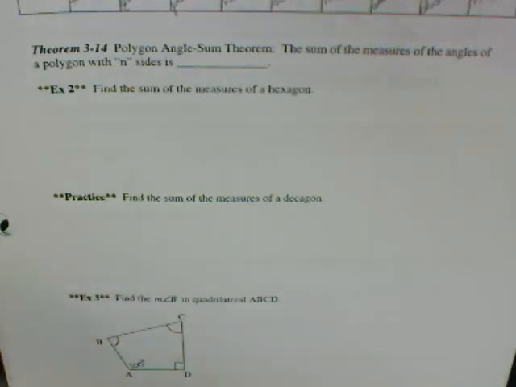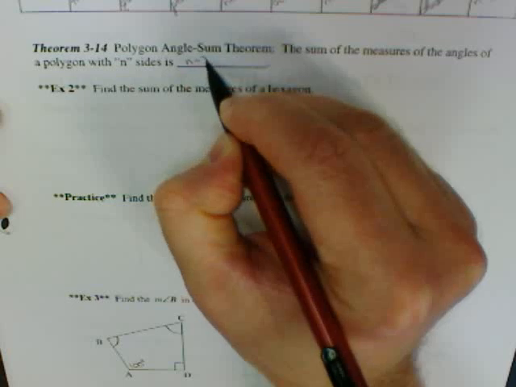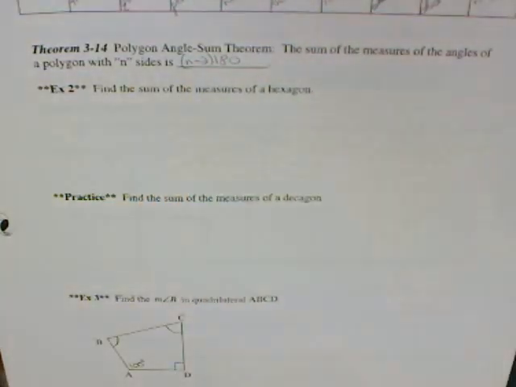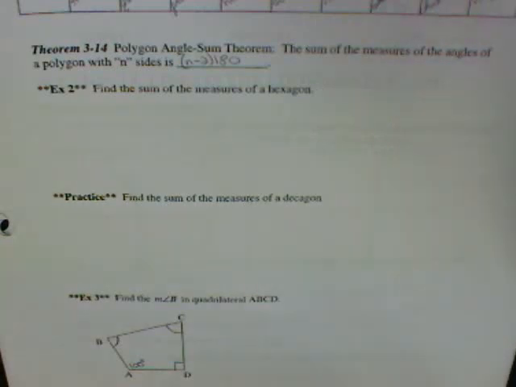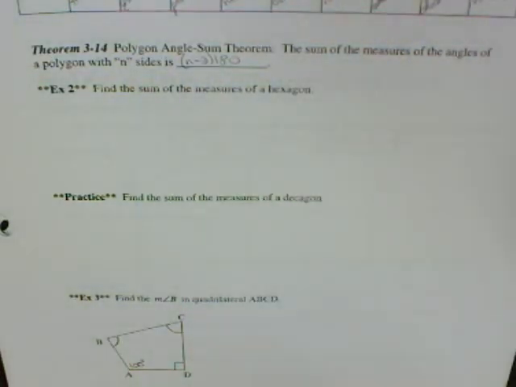Right, Theorem 3.14, the polygon angle sum theorem. It says the sum of the measure of angles with n sides is going to be this little formula here. You're going to take n minus 2 and multiply by 180. So if you're asked how many degrees, if you added up all the interior angles of something with 21 sides, you'd put 21 here. Right here they're asking for a hexagon, so that's what we're going to use there.